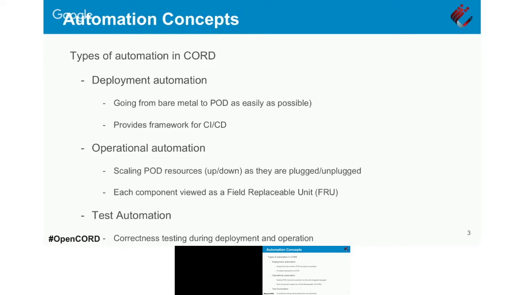The ability to scale up and down different services in CORD as they are plugged in. And each component in CORD is seen as replaceable. We're not quite at the stage where we can just rip out something and put a new one in. We're getting there. It's going to take a bit more time, but we've set up our deployment and our automation such that we're well set to do that. And finally, test automation. At the end of building different phases of CORD, you should be able to test it to see whether things are working and going on correctly.